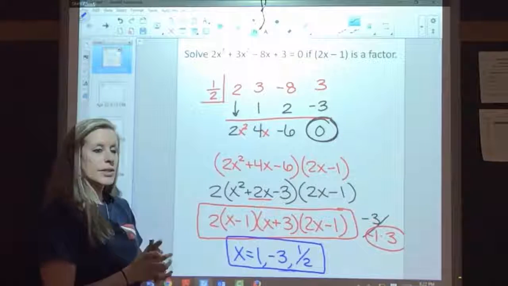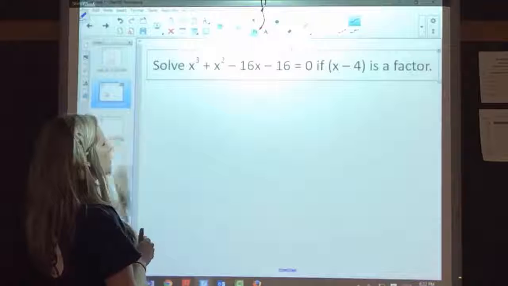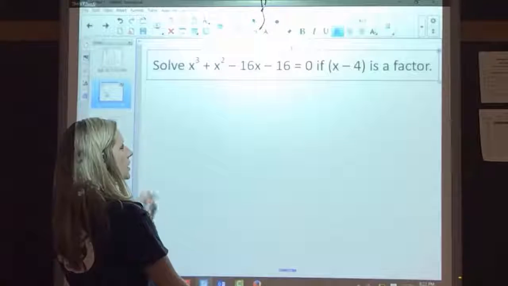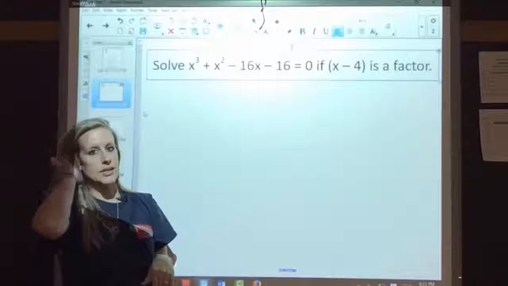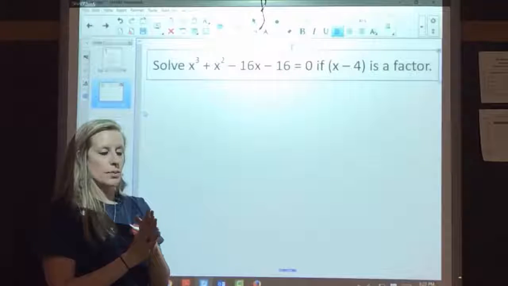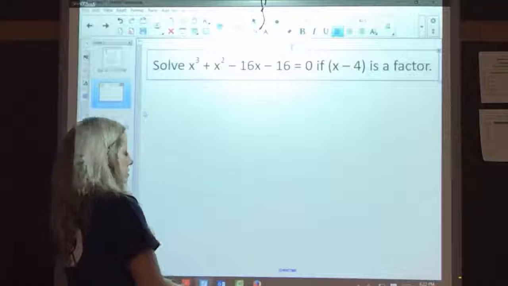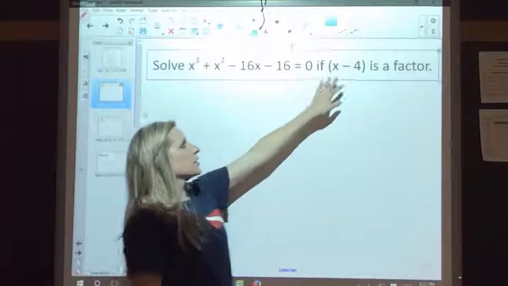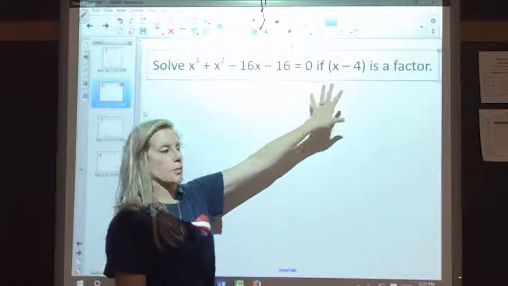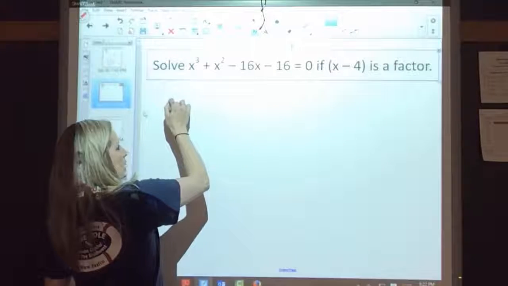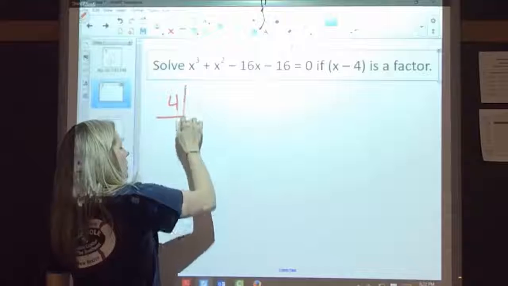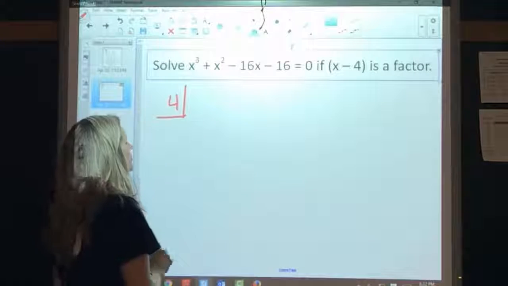All right, let's look at number 2. Okay, on number 2, it tells us x minus 4 is a factor. So we're going to use synthetic division to figure out the rest of the problem. So I'm going to take x minus 4 and I'm going to say, okay, what is my 0? And for that factor, my 0 would be a positive 4. And that goes in my little box.